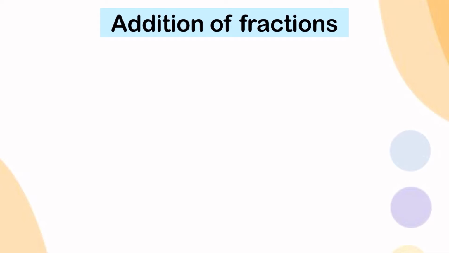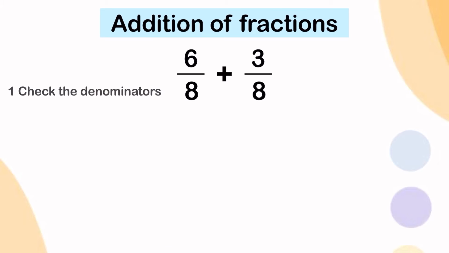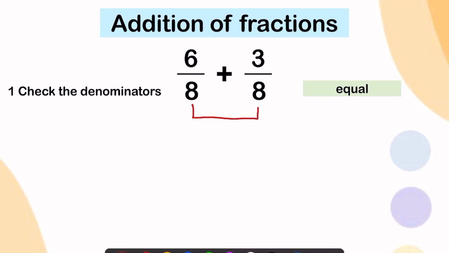First, let's see addition of fractions. I want you to add two fractions together. Can you see? We have 6 over 8 plus 3 over 8. First step, I want you to remember: check the denominators. You have to check the denominator first and see if they are equal or not equal. Can you tell me, are they equal or not equal? Very good. They are equal.